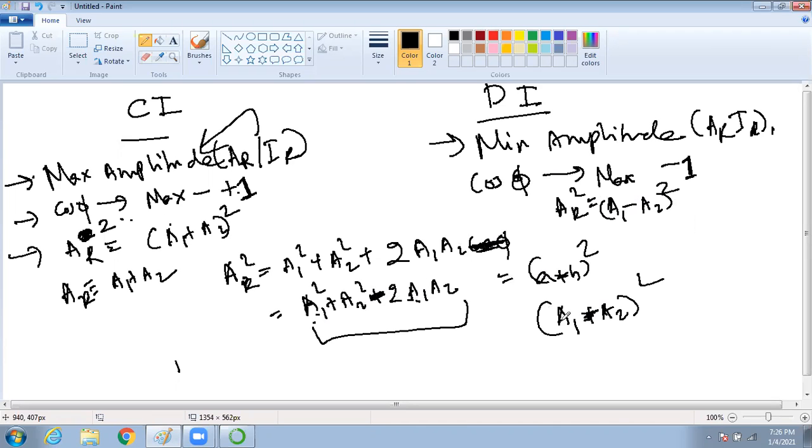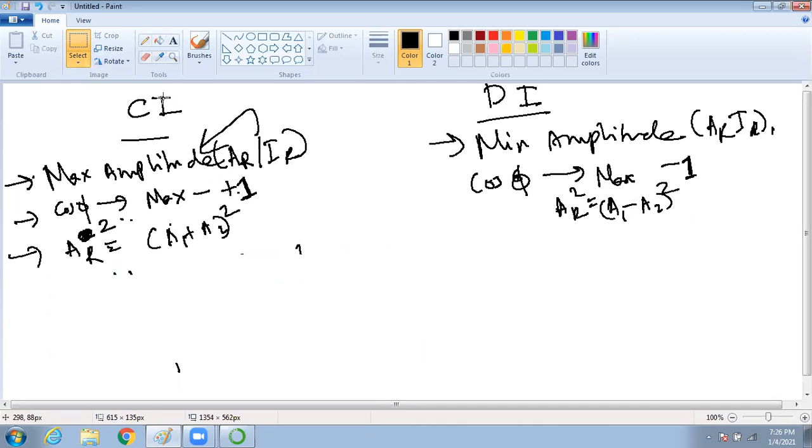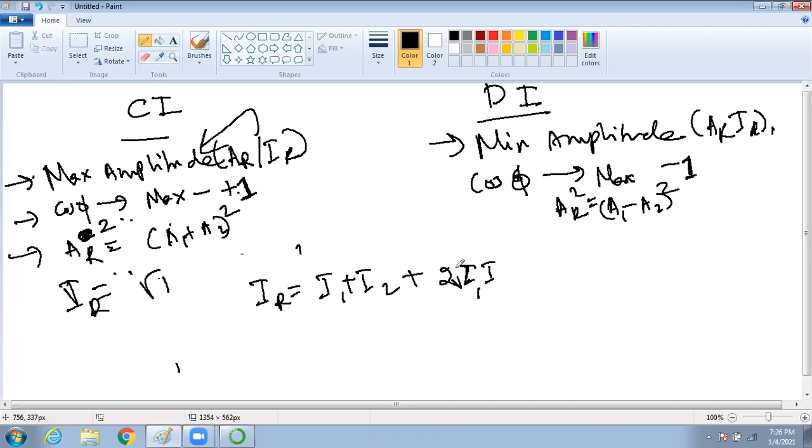What about intensity? Who will tell me about intensity? IR will be what? What is the formula for IR? IR equal to I1 plus I2 plus 2 into root I1 root I2 cos phi. So if cos phi becomes 1, what does it become? Root I1 whole square, root I2 whole square, into 2 into root I1 into root I2, can I write that?